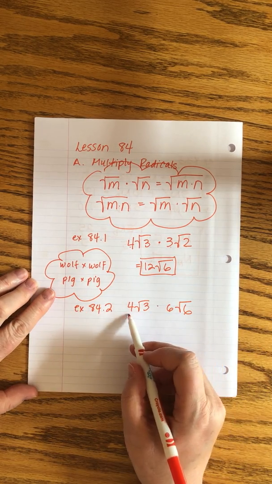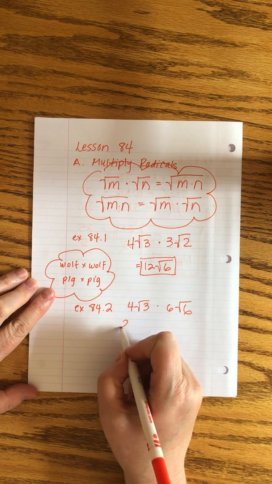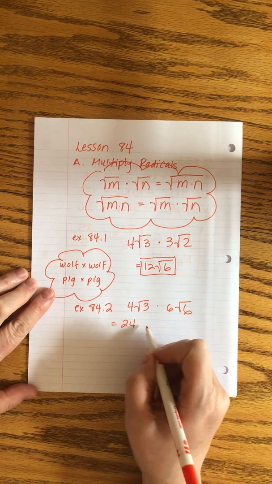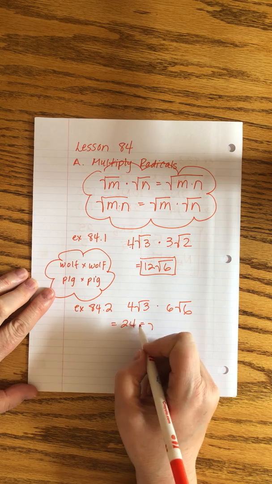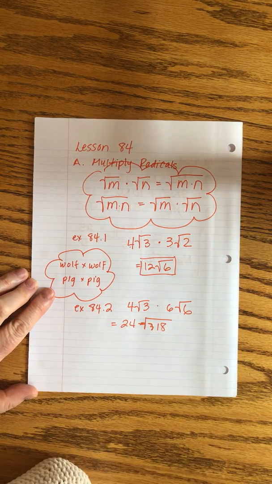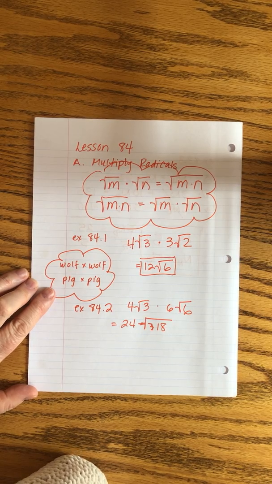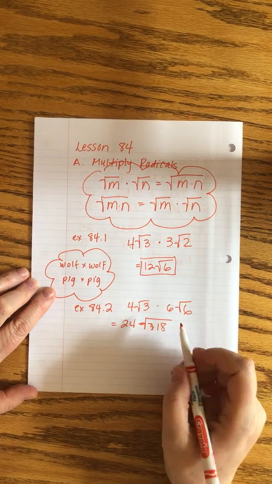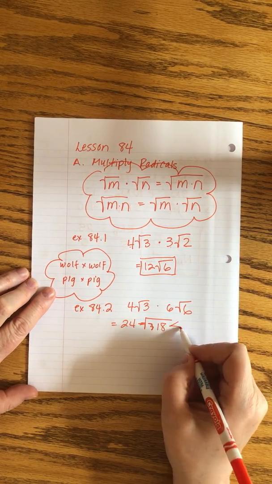Wolf times wolf, pig times pig. 24 is the wolves. Pigs, oh wait, I did this wrong there. This becomes 18, okay? Now, that's correct, but we look at this and go, whoa, whoa, whoa, we can break this down.